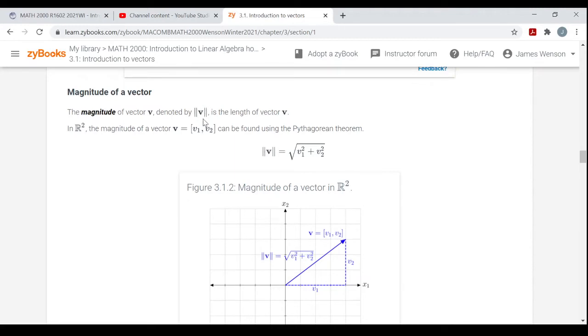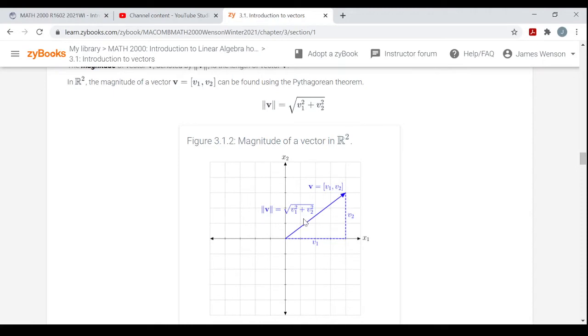But just for right now, know that this means the magnitude of a vector is the length of the vector v. So in R2, they draw a little picture here to show you how the Pythagorean theorem comes into play. V1 squared plus V2 squared would be the length of the vector squared. So then I take the square root. The length of a vector, the magnitude of a vector in R2, is the square root of the sum of the squares of the components.